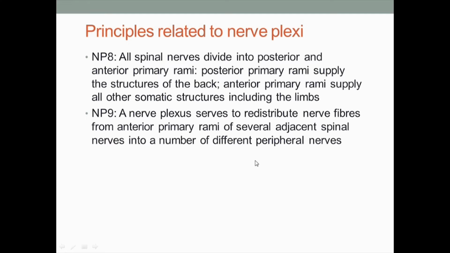The second principle is that a nerve plexus actually redistributes the nerve fibres from these anterior primary rami into a number of different peripheral nerves that are formed by that plexus. So it's the redistribution of the nerve fibres from individual spinal segments.